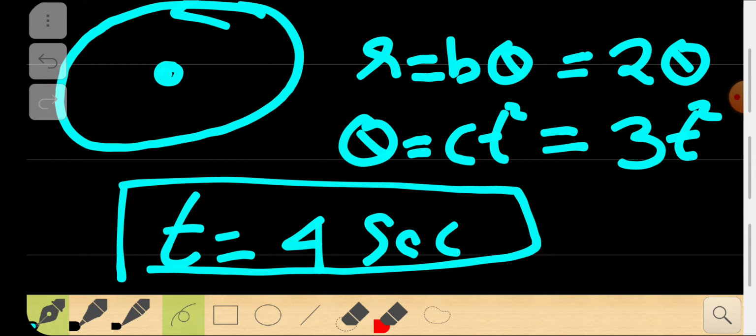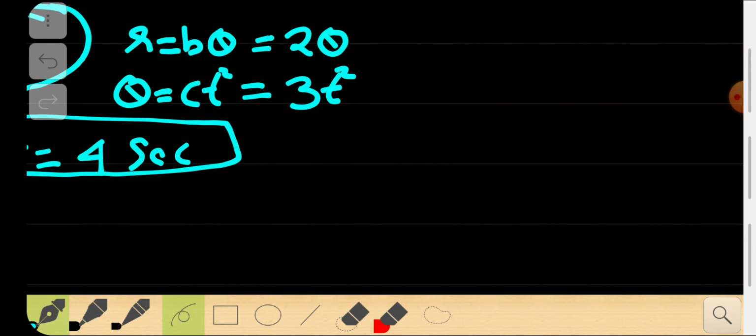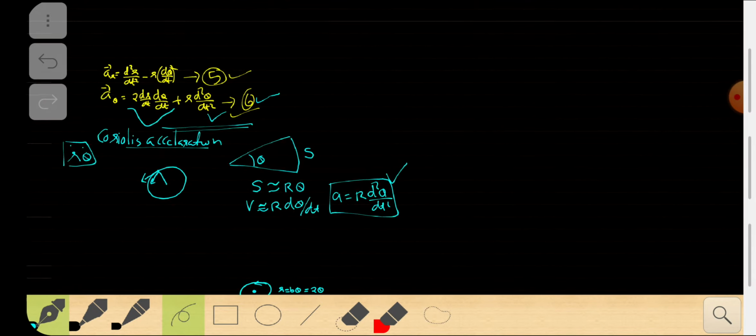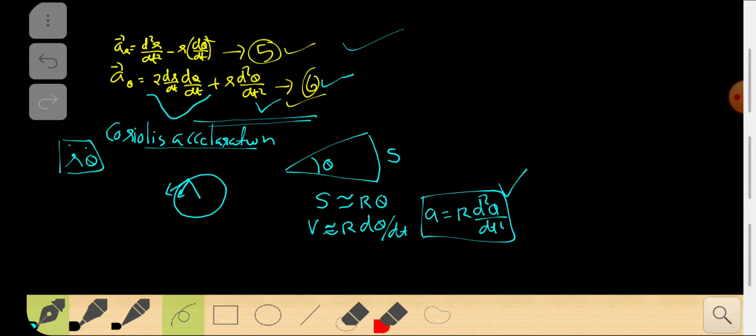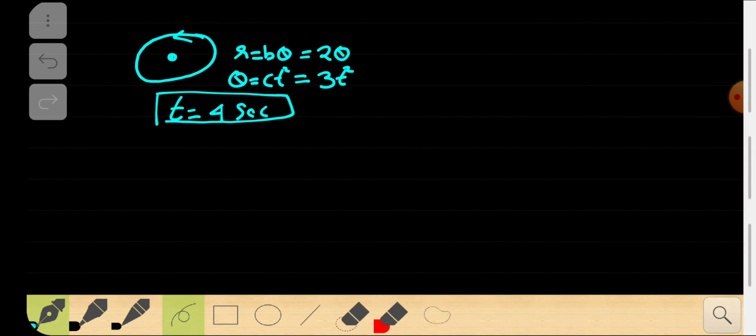We also need to find the trajectory of this path. So how does this path look? That's the question. Straightforward, I hope it is clear. Very simple question. So from equations 5 and 6, you can straight away write down the acceleration components in two directions, and you can find the acceleration straightforward.